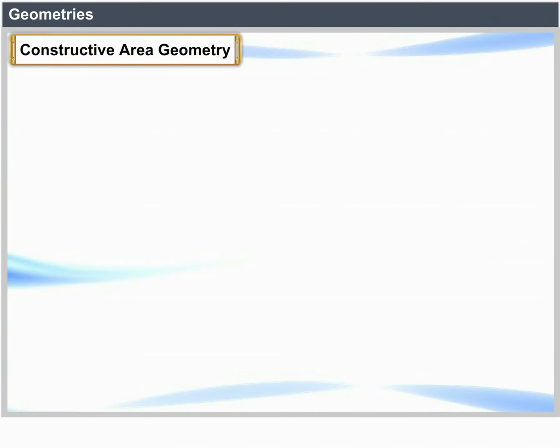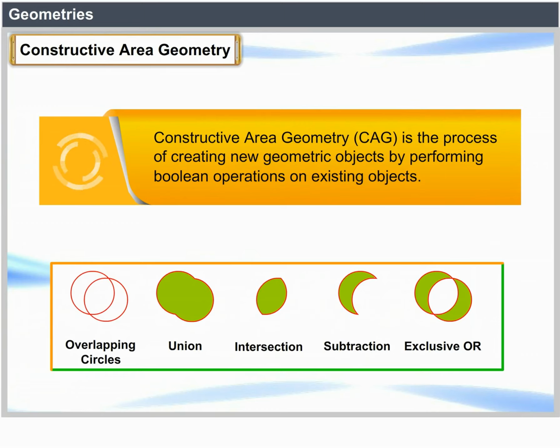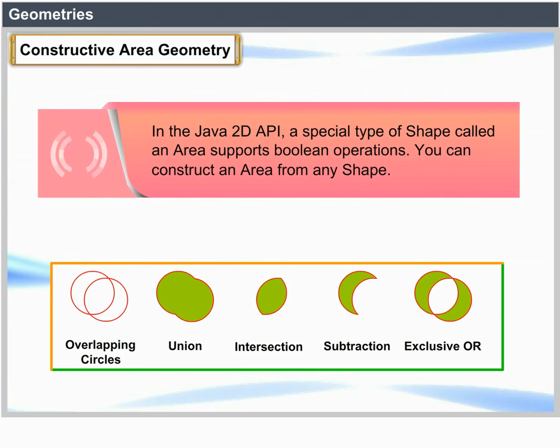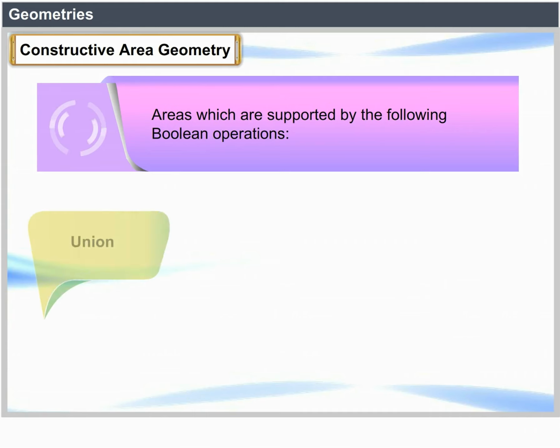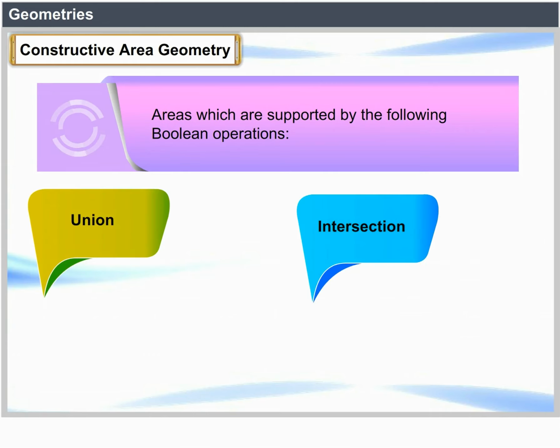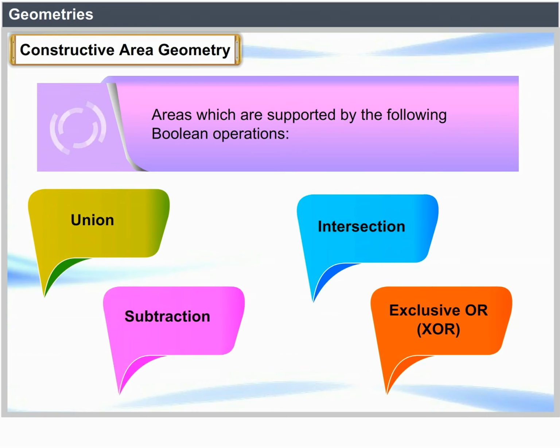Constructive area geometry. Constructive area geometry is the process of creating new geometric objects by performing Boolean operations on existing objects. In the Java 2D API, a special type of shape called Area supports Boolean operations. You can construct an Area from any shape. Areas support the following Boolean operations: union, intersection, subtraction, and exclusive OR.